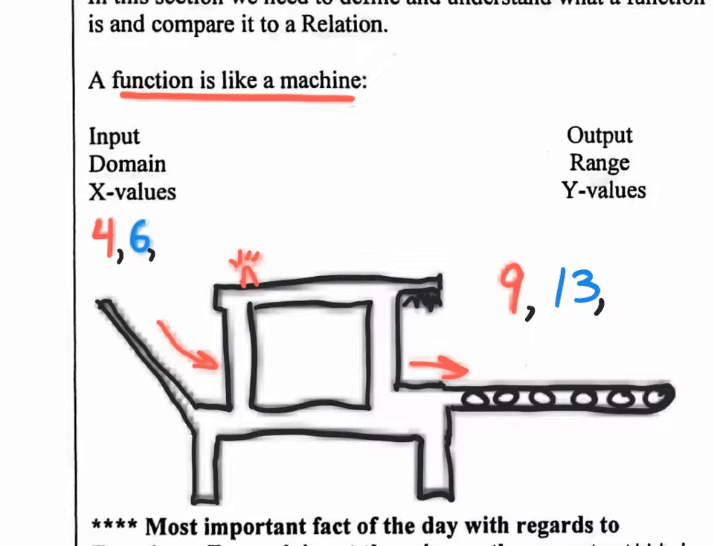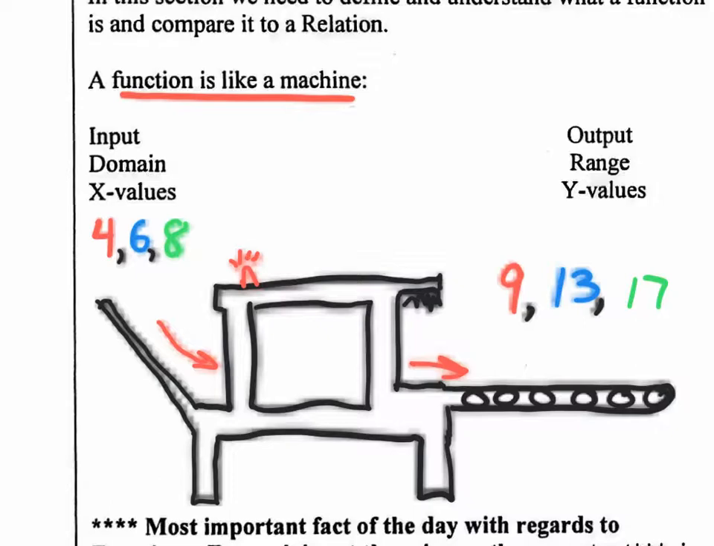Give me another number. 8. Okay, I want to plug in an 8 in green. This 8's going to go into this machine. Something's going to happen, and it comes out as, does anybody know? 17. Oh, goodness, 17 is correct. Huh? Some of you got it already?